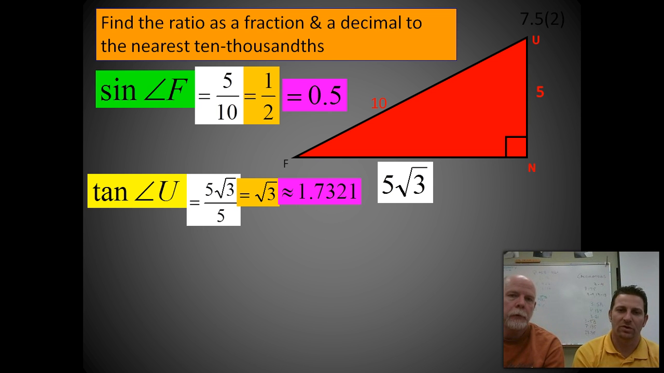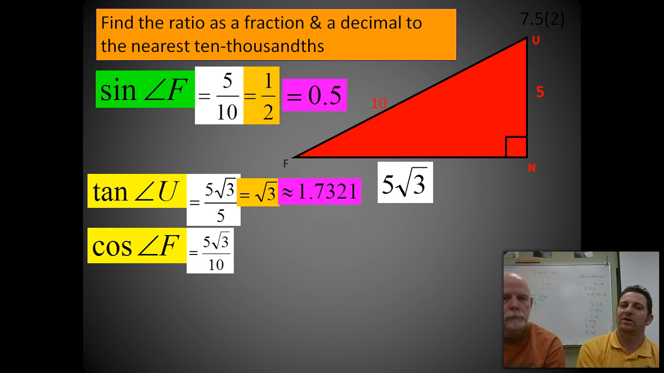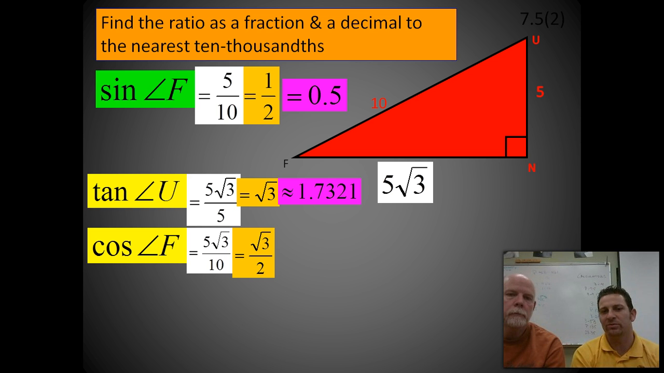And so now if we want to find the cosine of F, we're going to look at angle F. Cosine is a little bit different because it's the adjacent over the hypotenuse. So once again, hypotenuse gets to come back in, which is nice because you know that 10's got to be on the bottom. And then the adjacent is going to be 5 root 3. So now we get 5 root 3 over 10. We can reduce that 5 and the 10 to 1/2, so you're going to have root 3 over 2, which is still good because I don't have a radical on the bottom. Then root 3 divided by 2 gives approximately 0.8660.